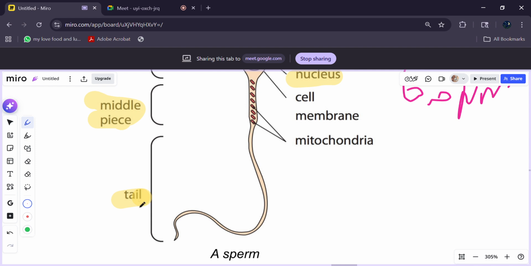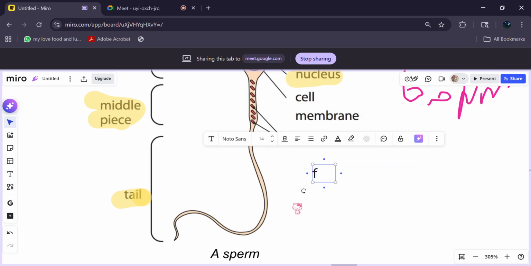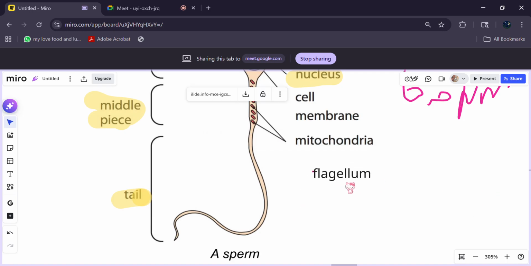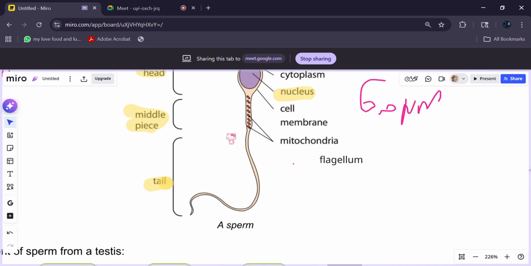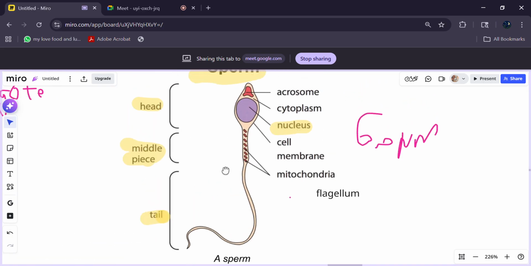The beating movement of the tail, which is known as flagellum, enables the sperm to swim towards the egg. So the beating movement of the tail is known as flagellum. This is known as the movement of the tail. It gives the tail the ability to move on its own, making it motile.